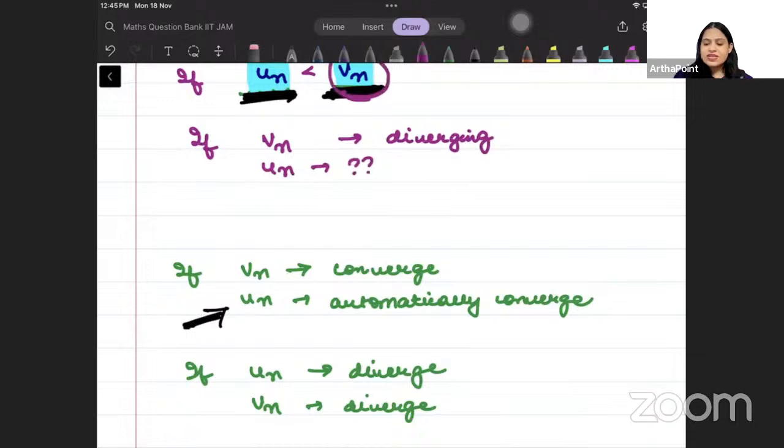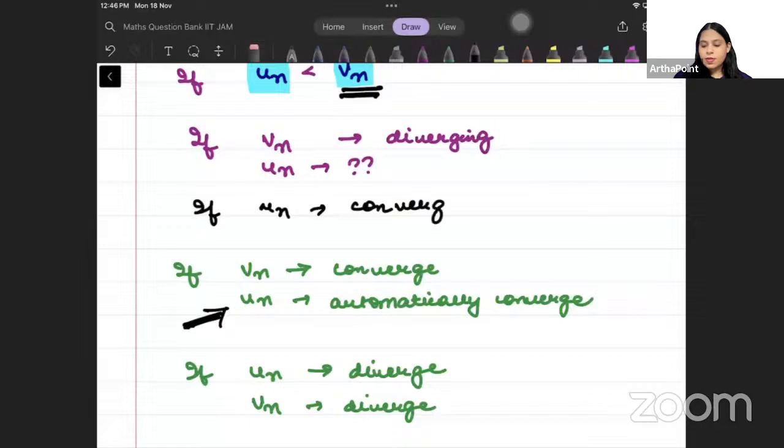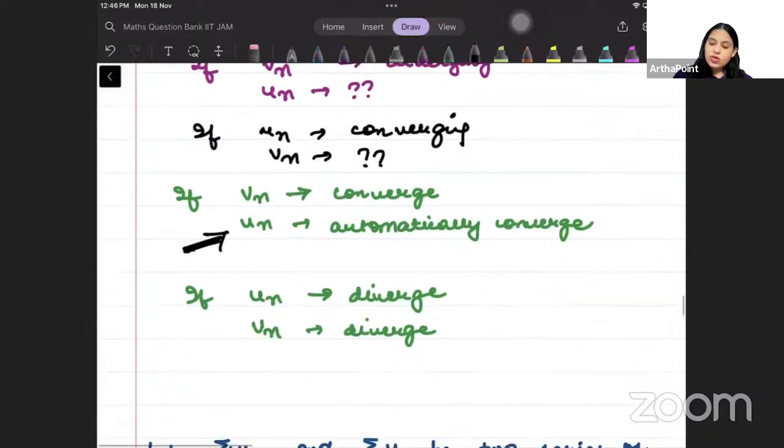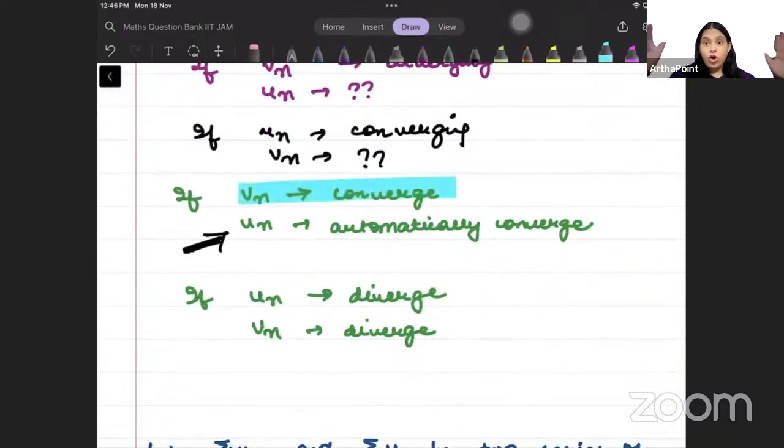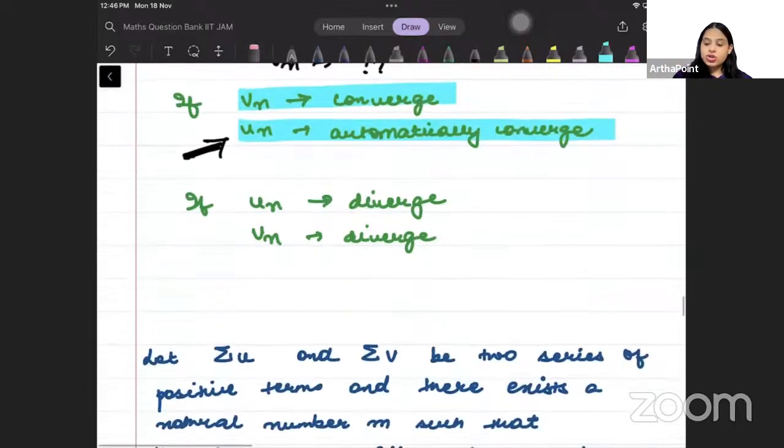It can happen that the bigger series is diverging to infinity, but the smaller one can converge. So we cannot say what will happen in this case. So if the bigger is diverging, we don't know how the smaller will act. Similarly, if the smaller is converging, it doesn't mean the bigger will converge. We can only say that if the bigger one converges, then the smaller series will also automatically converge, and if the smaller one is diverging, the bigger one will automatically diverge. This is the test that we apply.